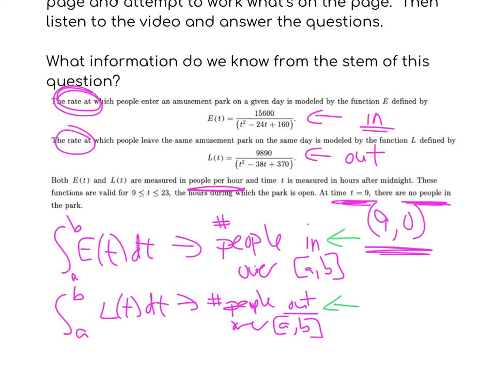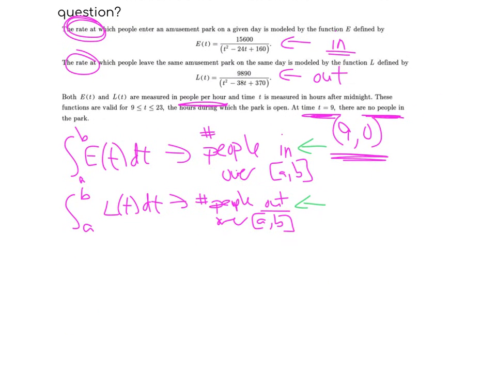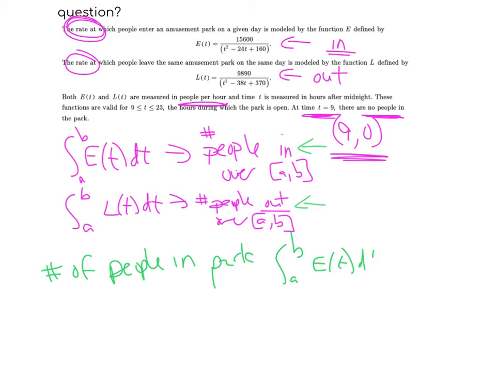That makes me think, okay, wait, I might need to find a maximum number of people in the park at some point. So let's process. If I want to know the number of people in the park, I don't know if we're going to be asked these questions, but if I process a little bit before I attempt the question, that might help. The number of people in the park will be the integral from A to B of E minus the integral from A to B of L. I could do those as one integral if I wanted to, that would be fine.